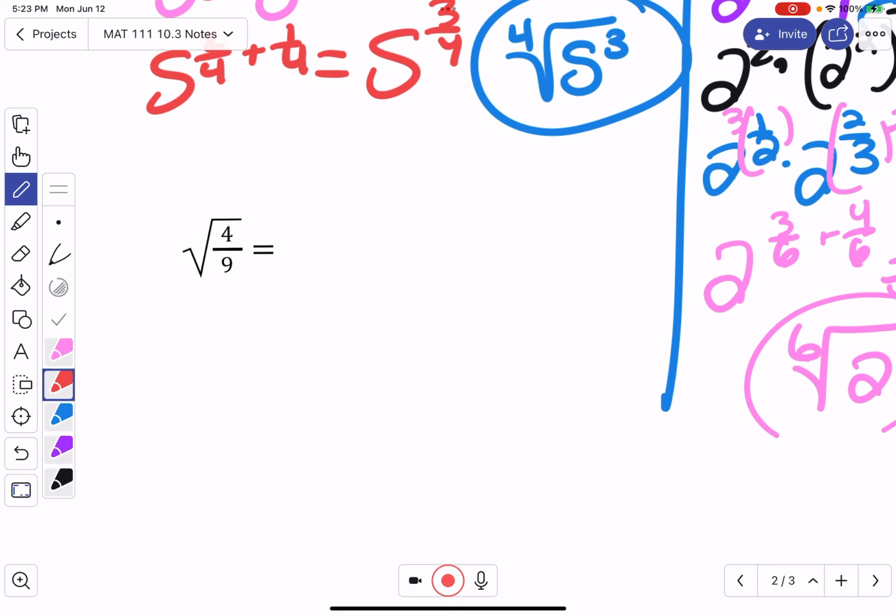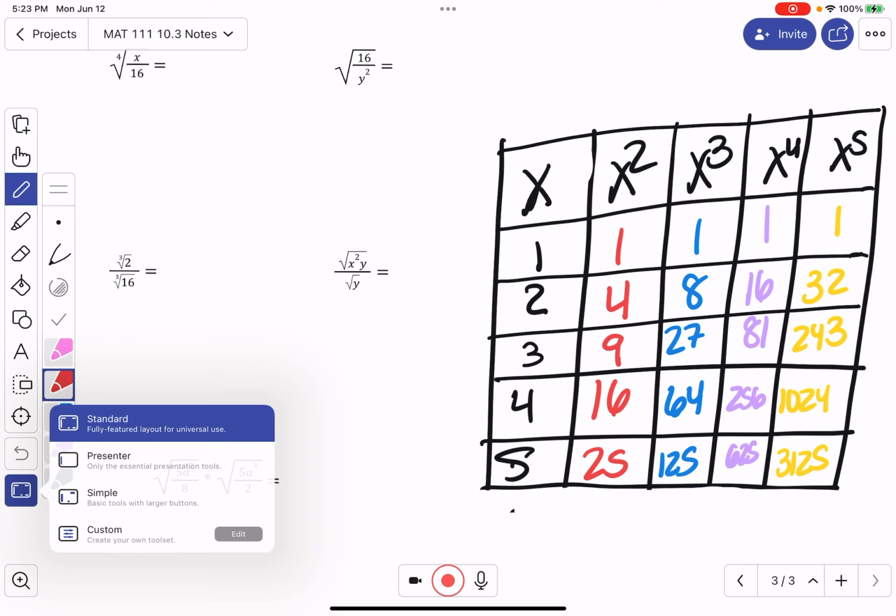Here, again, break the top and the bottom separate. Square root of 4 is 2. Square root of 9 is 3. There we go. Let's keep going with our fractions here.